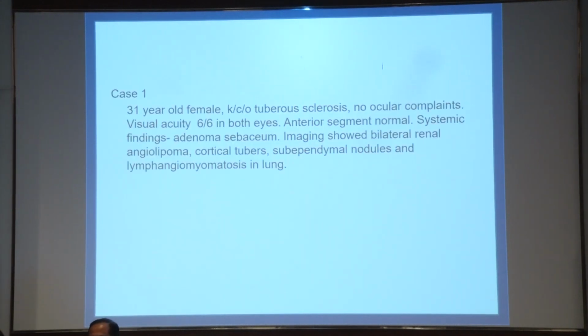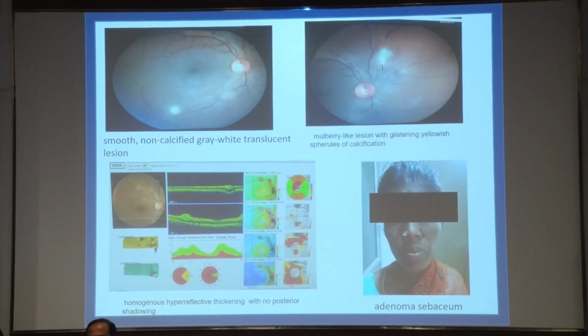So the first case was a 31-year-old female who was diagnosed with tuberous sclerosis complex. She had no ocular findings, but she had systemic and imaging features consistent with tuberous sclerosis complex. The fundus of the right eye showed a smooth, non-calcified, gray-white translucent lesion, and in the left eye there was a mulberry-like lesion with glistening yellowish spherules of calcification.